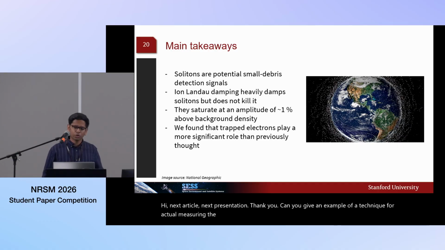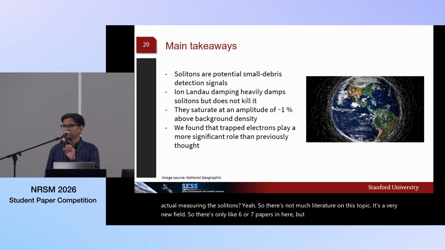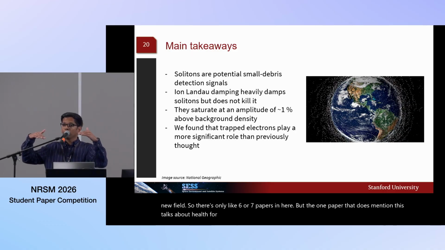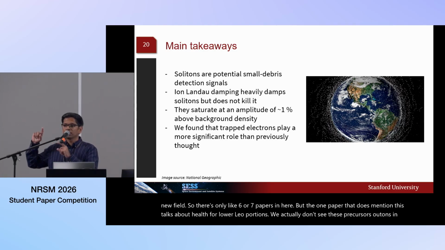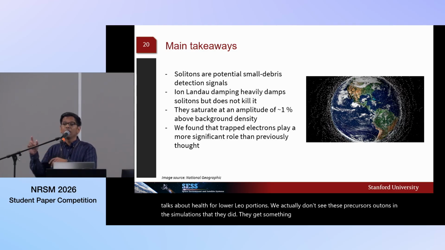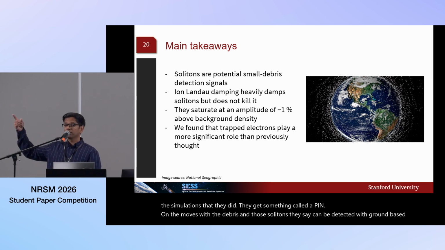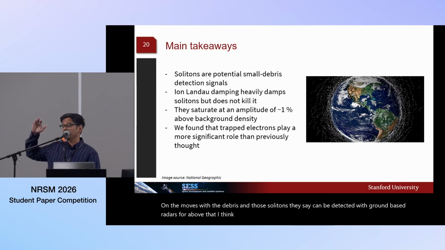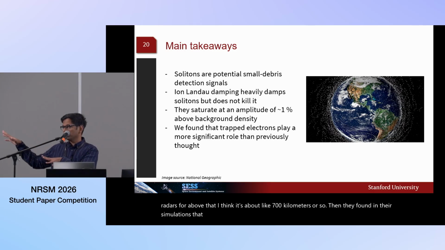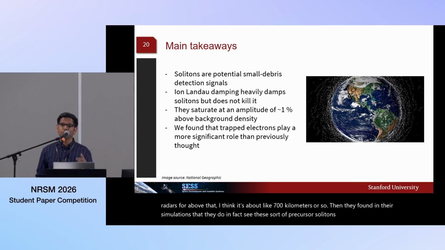Yeah. So there's not much literature on this topic. It's a very new field. So there's only like 6 or 7 papers in here, but the one paper that does mention this talks about how for lower LEO portions, we actually don't see these precursor solitons in the simulations that they did. They get something called a pinned soliton that moves with the debris, and those solitons, they say, can be detected with ground-based radars. For above that, I think it's above like 700 kilometers or so, then they found in their simulations that they do in fact see these sort of precursor solitons, but those can only be detected with onboard sensors.